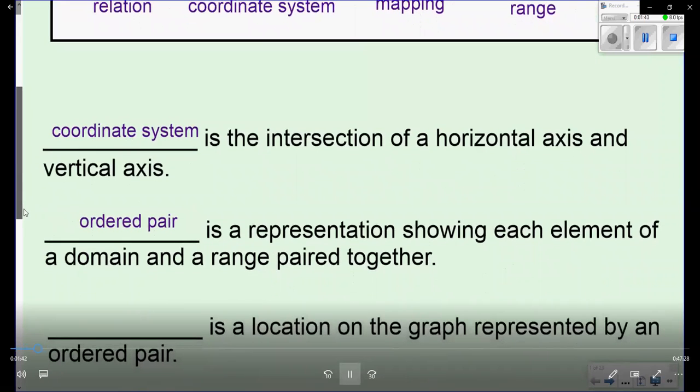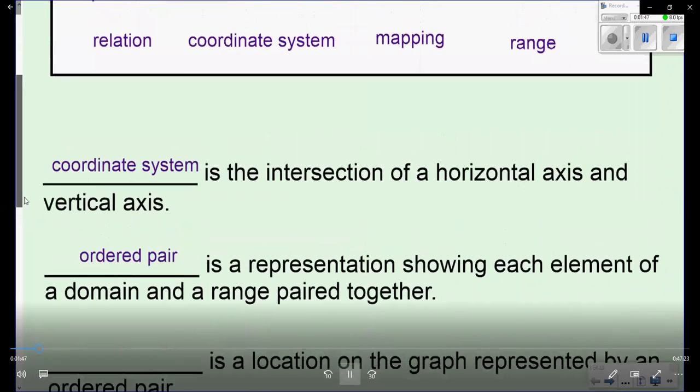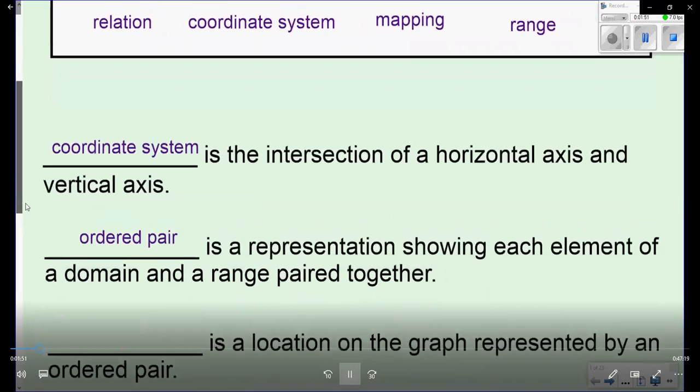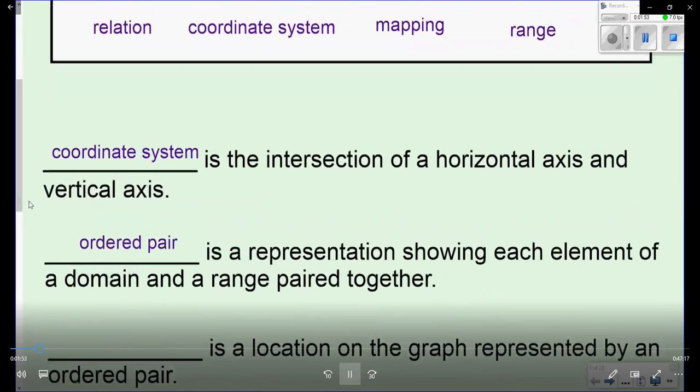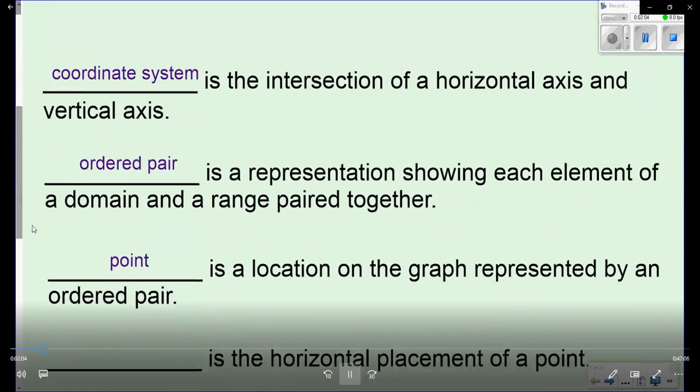Next one, location on a graph represented by an ordered pair. So you know the ordered pair has x, y. Instead of x, y, you would have numbers, and it's located on the graph. That is called a point. So a point is a location on a graph. In order to say, okay, 5, 4 or negative 6, 4, that's a point, and it's written as an ordered pair.